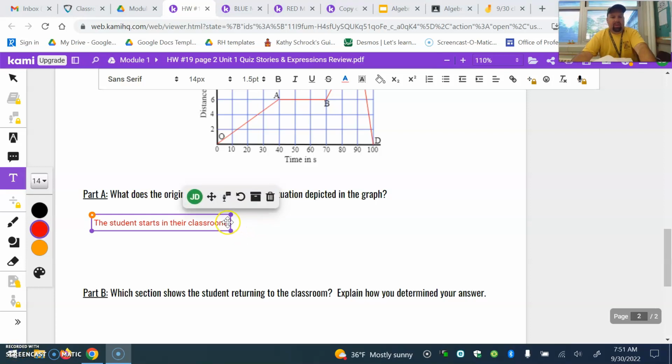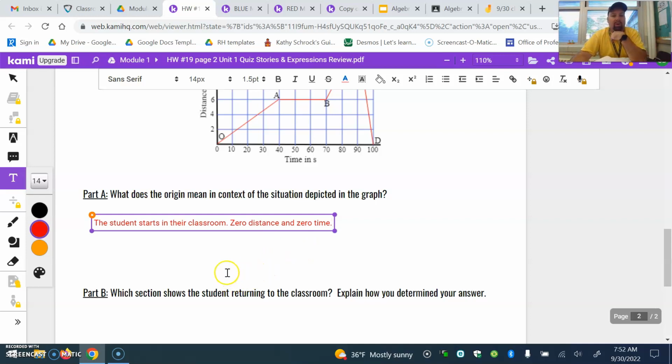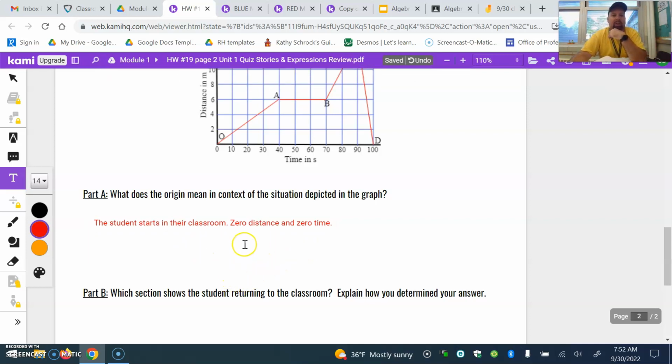Okay, I was having some technical difficulties here, so I didn't get the rest of this typed in, but that's okay. Let me finish it here now. So they start in their classroom, and we have 0 distance and 0 time. Okay, so now I'm going to pause the recording and answer the next one, but that is basically all you have to say for the first one.